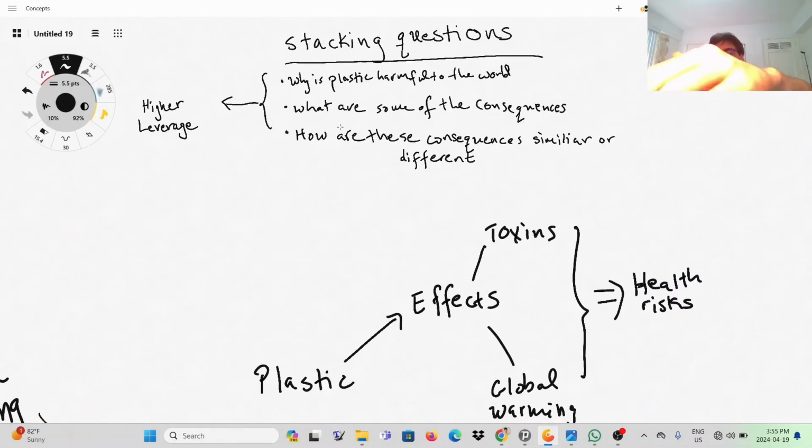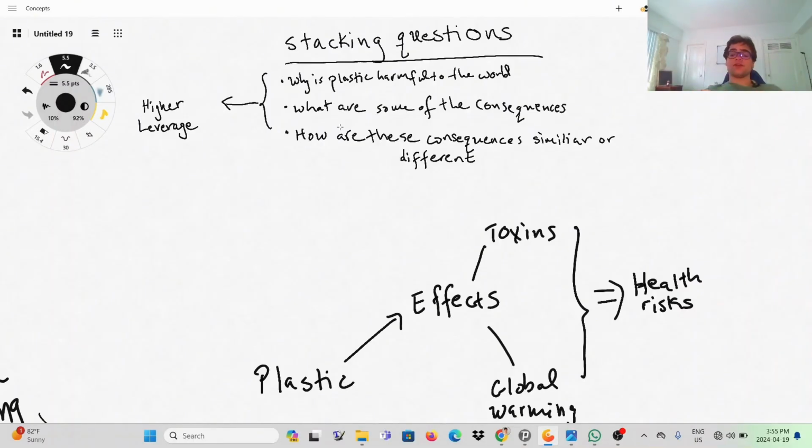Okay, so it's pretty much the same. Plastic effects has toxin, global warming. But now we have this extra part where it leads to health risks. So we first have, why is plastic harmful to the world? So that was the first question that we had in the previous concept maps. Now we have, what are some of the consequences? So notice that these two questions could be answered by a single concept map by doing this thing here. They lead to health risks, all right?